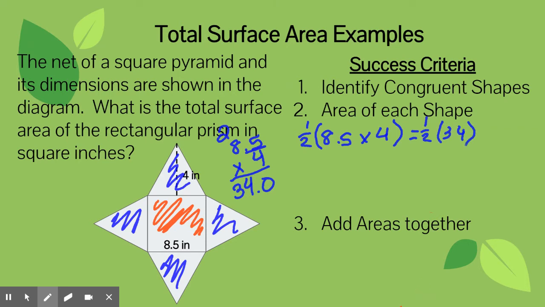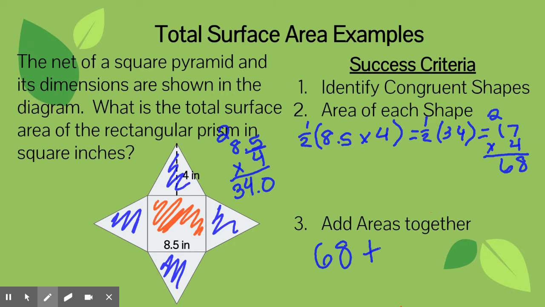Okay. So I'm going to take half of 34. Half of 30 is 15. Half of 4 is 2. So that would make it 17. Okay. And then I need to multiply that by 4 to get the total, all 4 triangles. 7 times 4 is 28. 4 times 1 is 4 plus 2 is 6, so 68. So I've got 68 for my triangles.